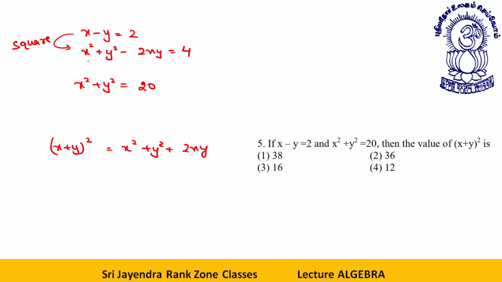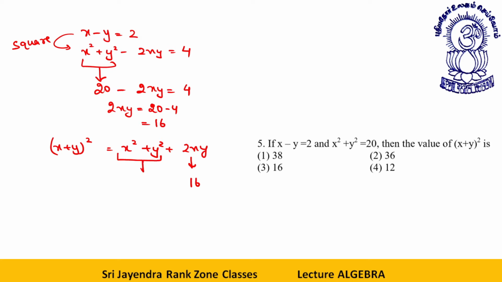From here, what do I get? If I put x square plus y square is equal to 20, I get 20 minus 2xy is equal to 4. Or I can say the value of 2xy is 20 minus 4, which is equal to 16. And x square plus y square is already, we know, 20. So 20 plus 16, this is 36. These are some basic sort of questions which I'm sure you will be able to do yourself.